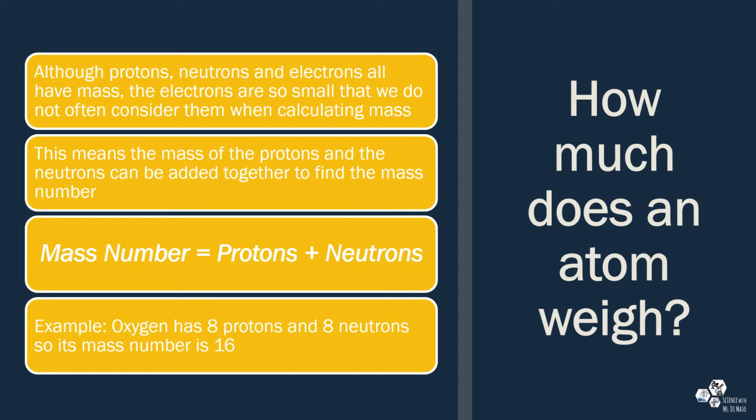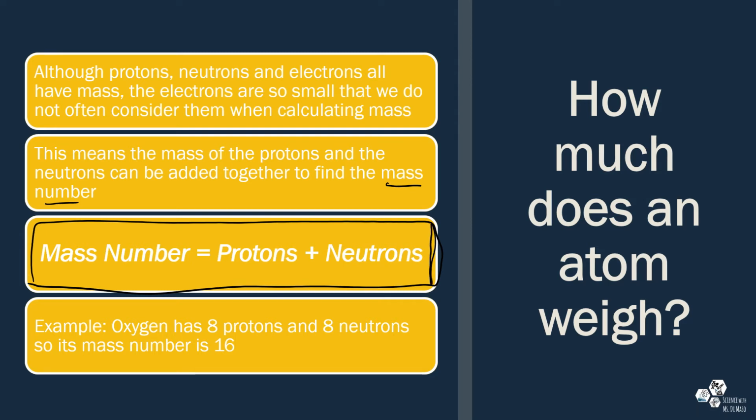So this means that if we want to know the mass of the atom, all we have to do is find out the mass of all the protons and the mass of all the neutrons. And we can add them together to get something that we call the mass number. So the mass number is the number of protons plus the number of neutrons. You do have to memorize this equation.